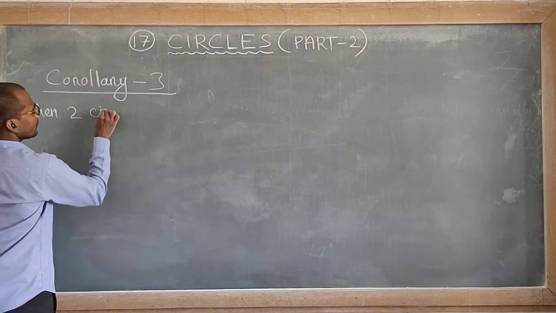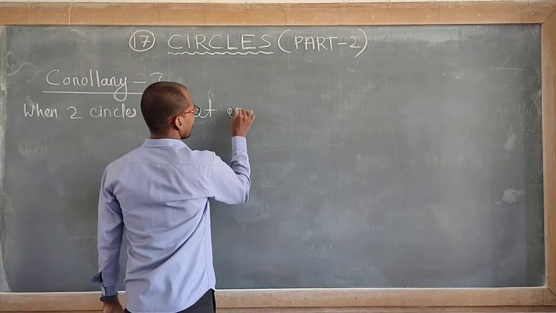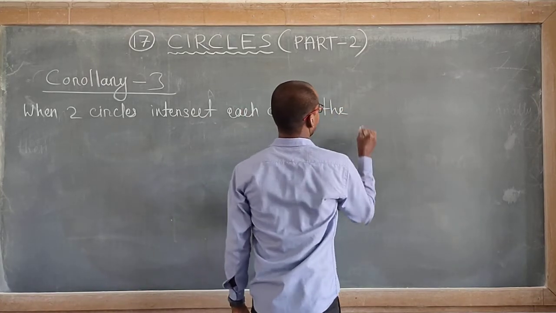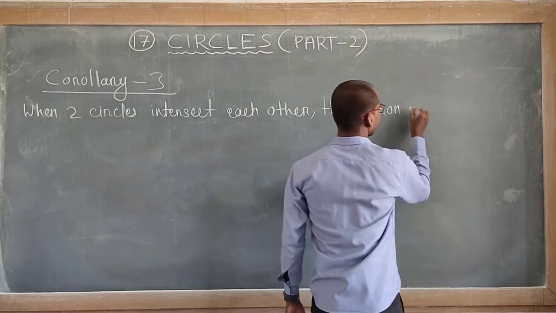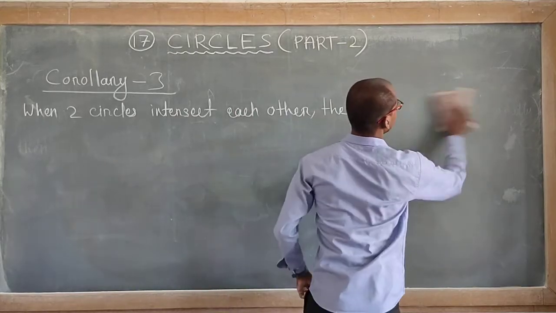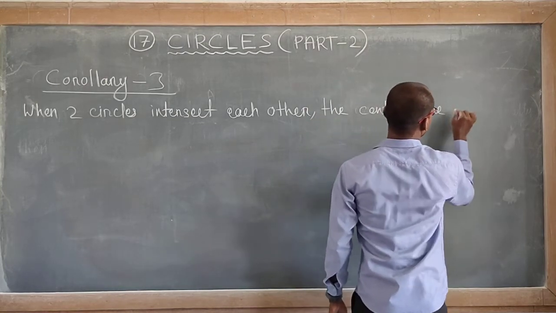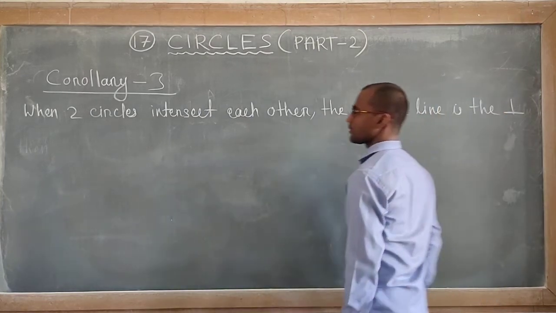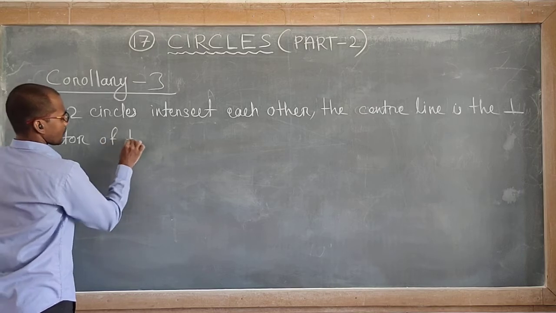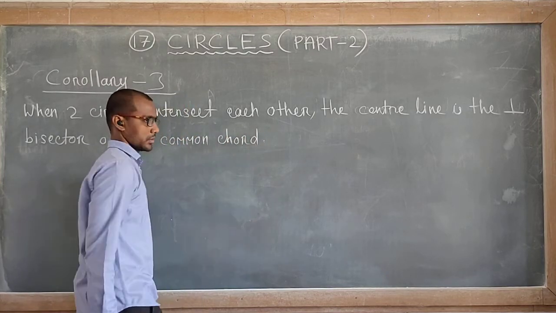When two circles intersect each other, the central line is the perpendicular bisector of the common chord. So try to understand.